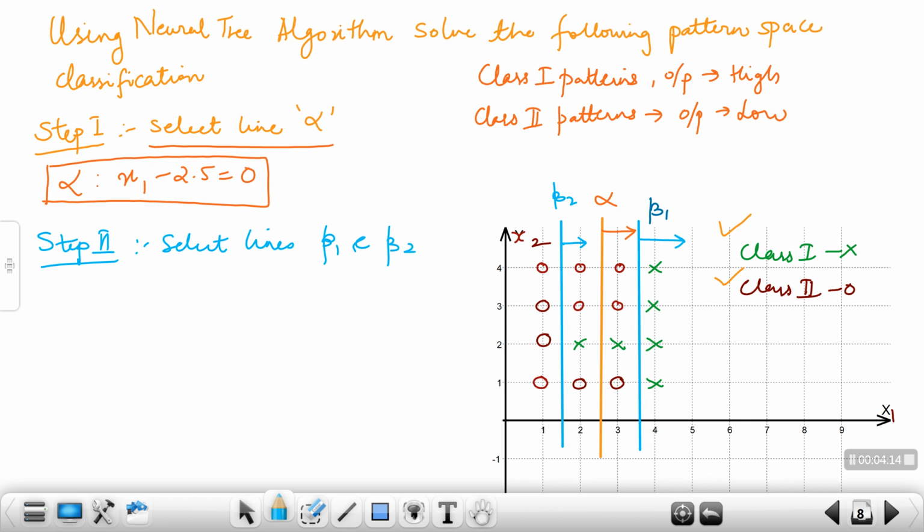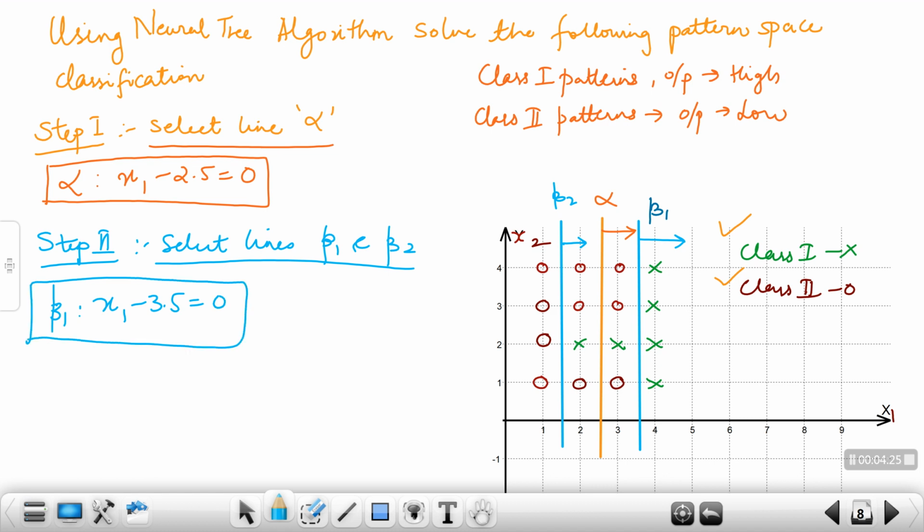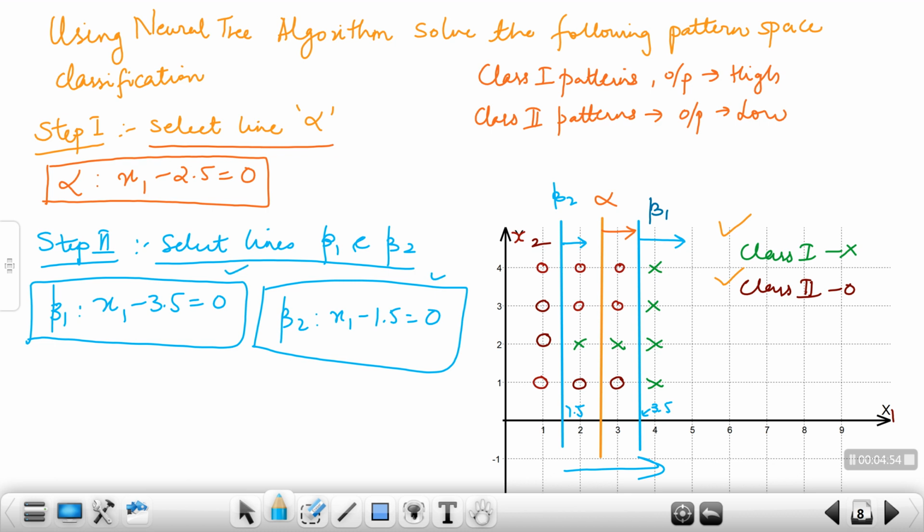These lines beta 1 and beta 2, what are the equations? The equation for beta 1 is x1 minus 3.5 is equal to 0, and the beta 2 equation is x1 minus 1.5 is equal to 0. Now I am going fast because I am not telling you that this point is say 1.5, this point is say 3.5, it is understood. Because we have already solved problems previously, it is understood that you all know how you get the equations for these lines. And again, both the regions are in this direction, so that the 0, 0 point is not there. So whatever equations you have got are fine enough.